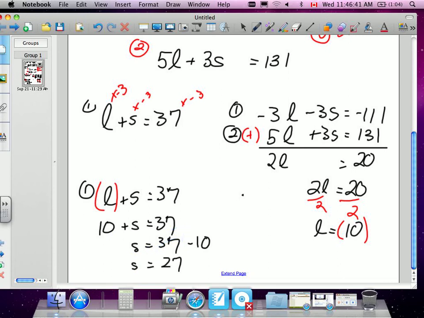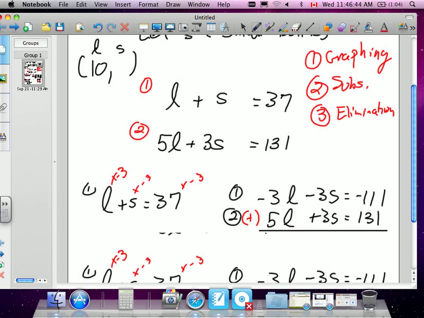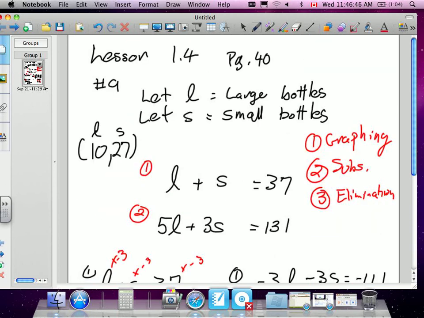So how many small bottles did she sell? 27. So 10 large and 27 small bottles is what she sold in her shift.